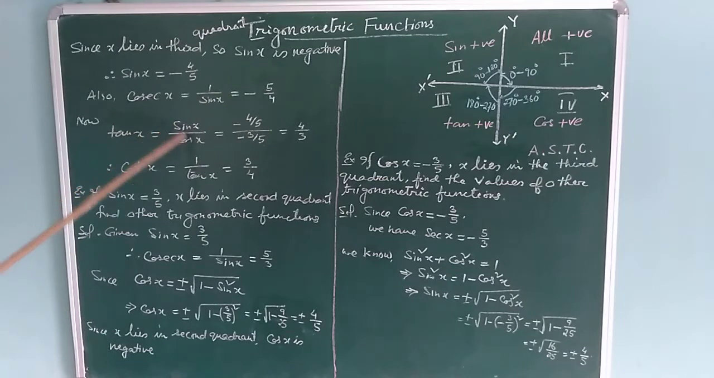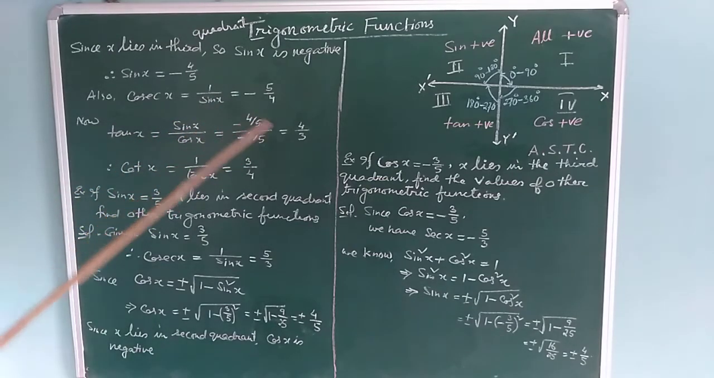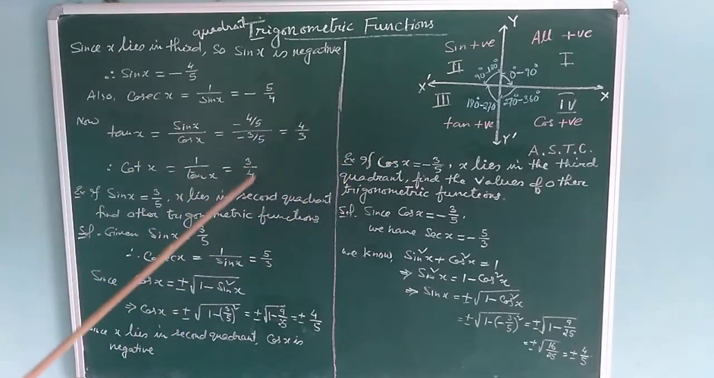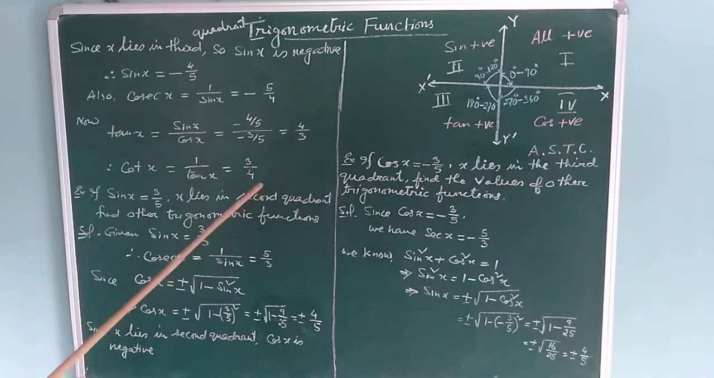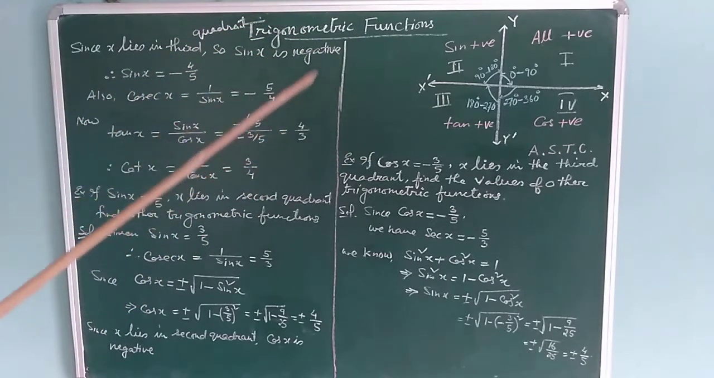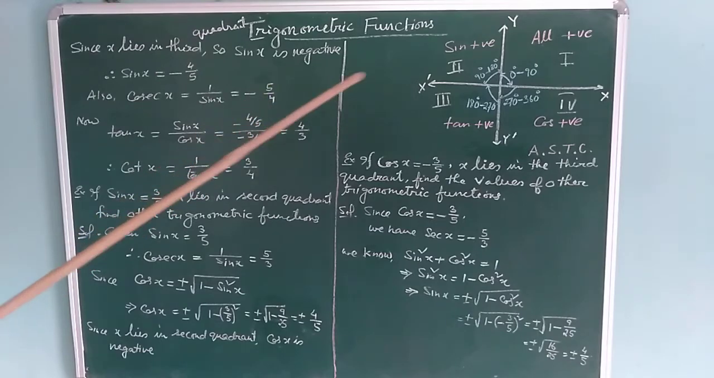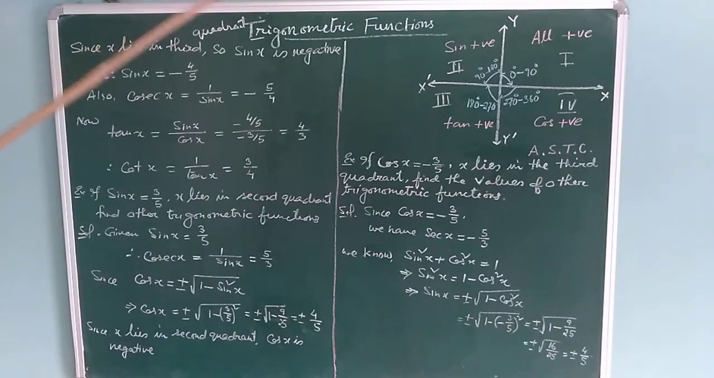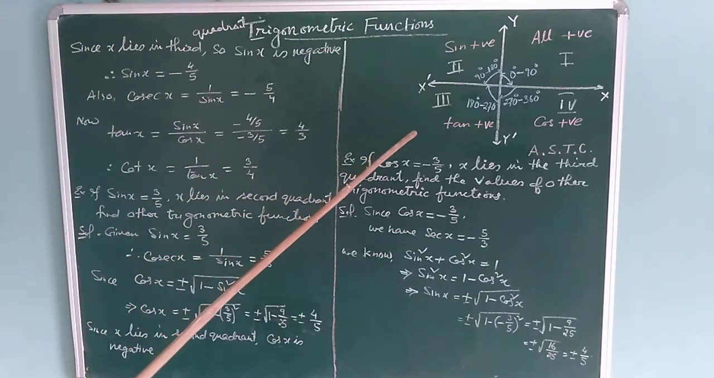Tan x is sine by cos. Sine x is minus this, cos x is minus this. So after minus and minus we get plus. So you see tan x is positive. So in third quadrant tan x is positive. Okay, cot is also positive. So this is the concept of all, sine, tan, cos, ASTC. Always remember this one. Okay, when we discuss associated angles, we start from this one.